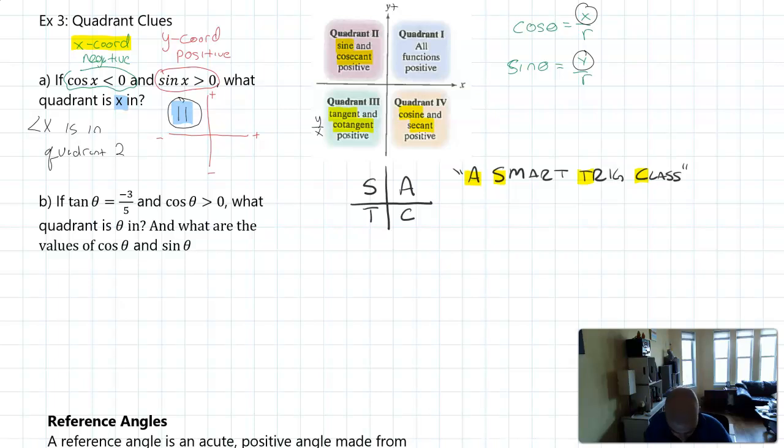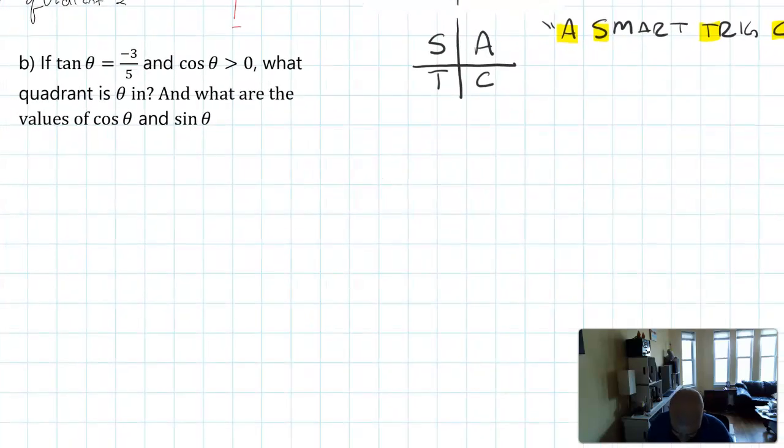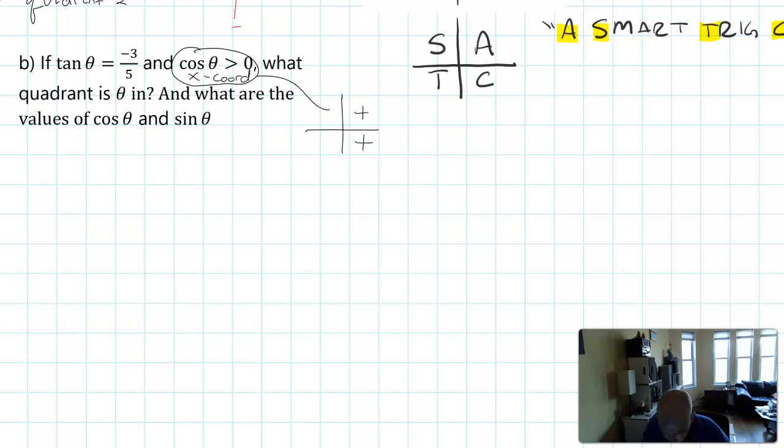So let's do some more quadrant clues. This next problem says, if tangent of theta is negative 3/5 and cosine theta is positive, what quadrant is theta in? So I want to think again. Cosine theta is like the x coordinate. So if cosine theta is positive, then we better be in quadrant 1 or 4, because that's where x is positive, right? That's where x is positive.